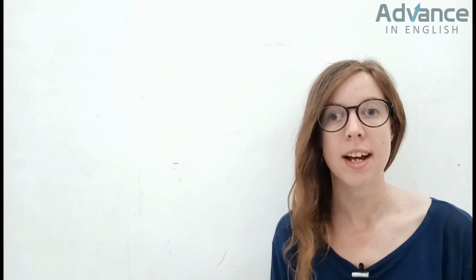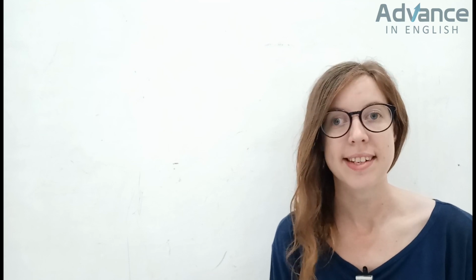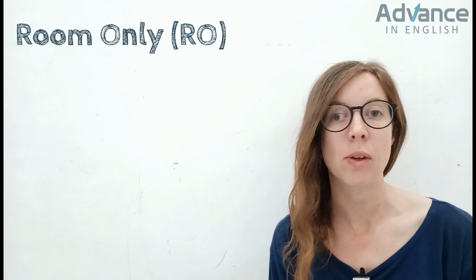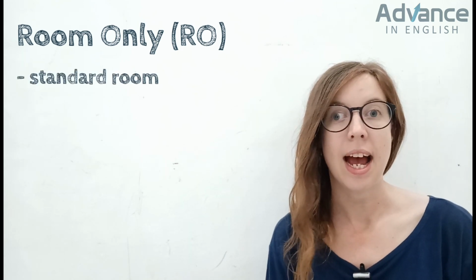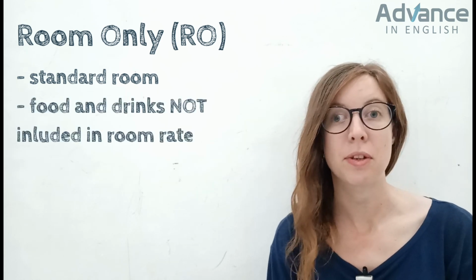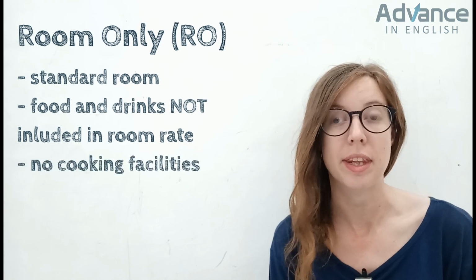So let's not waste any more time and let's get started with the first board basis. Let's start at the most basic level of board basis, and that is room only. This means that the hotel or accommodation will provide their standard room and not much else. Food and drinks won't be included in the room rate and there won't be any cooking facilities within the room.